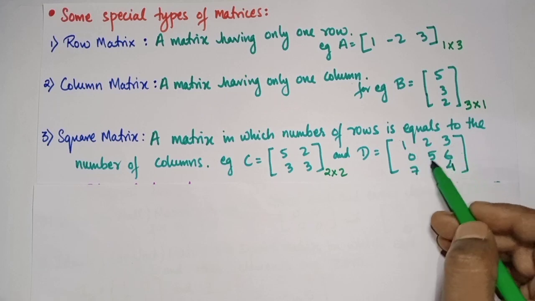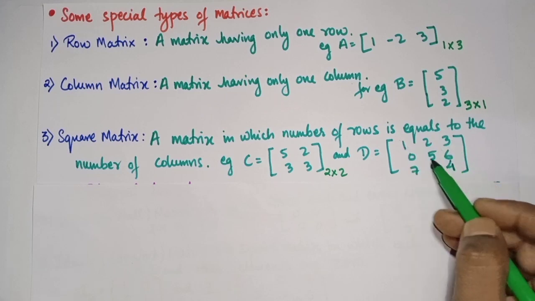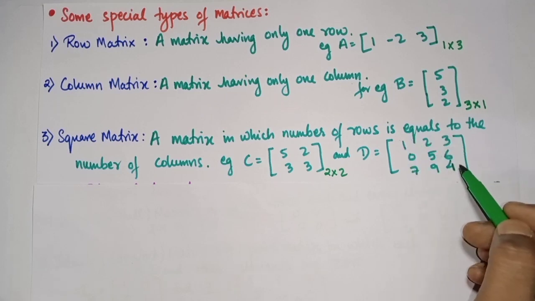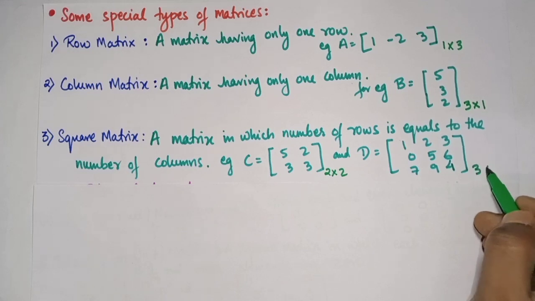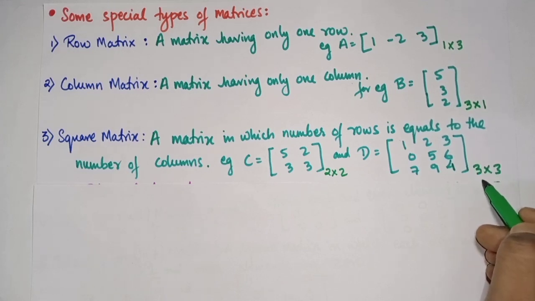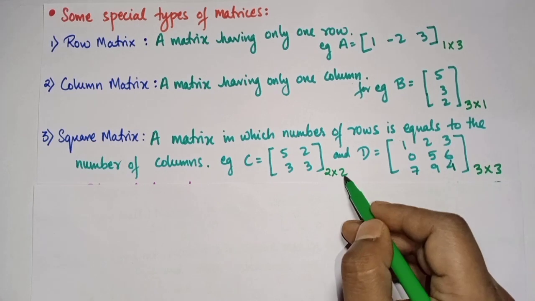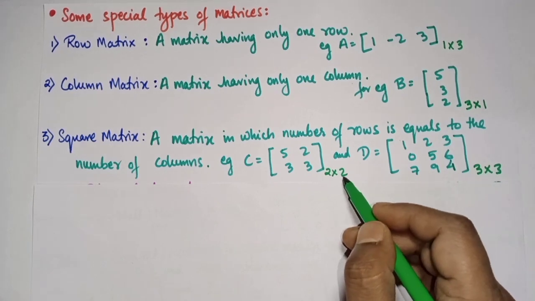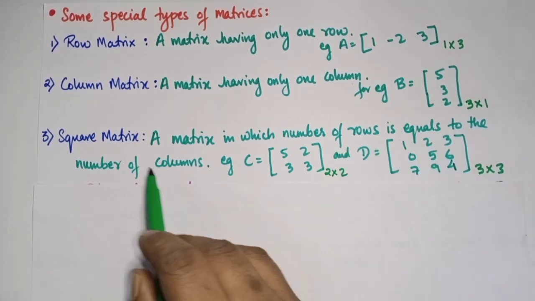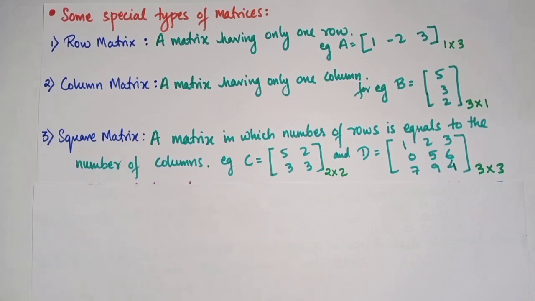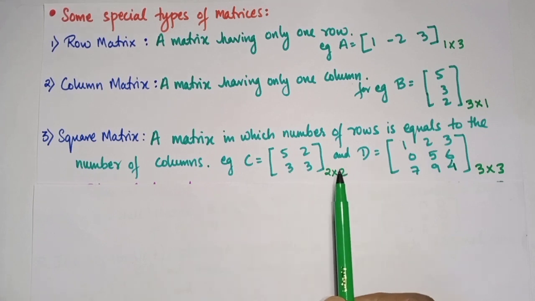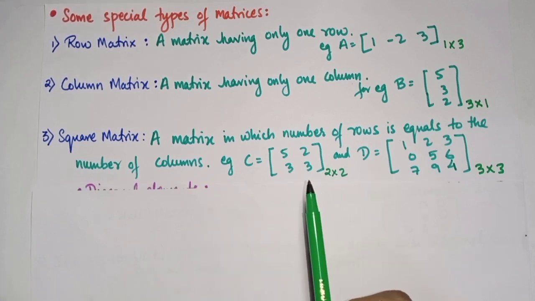Similarly, how many rows are there? 1, 2, 3. How many columns are there? 1, 2, 3. So what is the order? 3 by 3. Now we can see rows is also 3, column is also 3. Rows is also 2, column is also 2. So it means when the number of rows and the number of columns are equal, then we call it a square matrix. If it is not equal, then we call it a rectangular matrix. I haven't shown it here, but we call it a rectangular matrix, as you know, it's a rectangle.